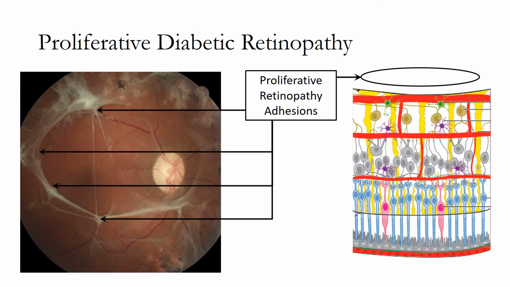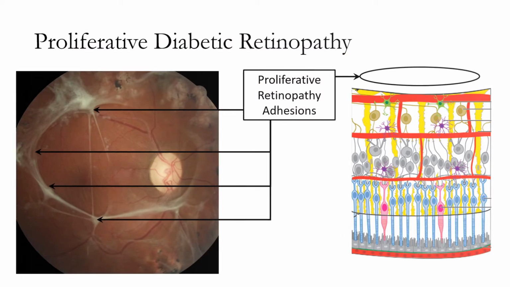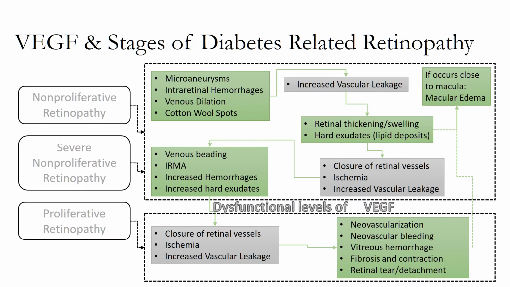As these hemorrhages start to resolve, fibrosis and contraction of the fibrotic tissue can manifest in a retinal tear or detachment, further reducing vision. This slide is an example of fibrosis due to diabetes retinopathy. The take-home point to remember is that the degree of retinopathy increases with increasing dysfunction of the pericyte, neurovascular unit, and dysfunctional levels of VEGF.